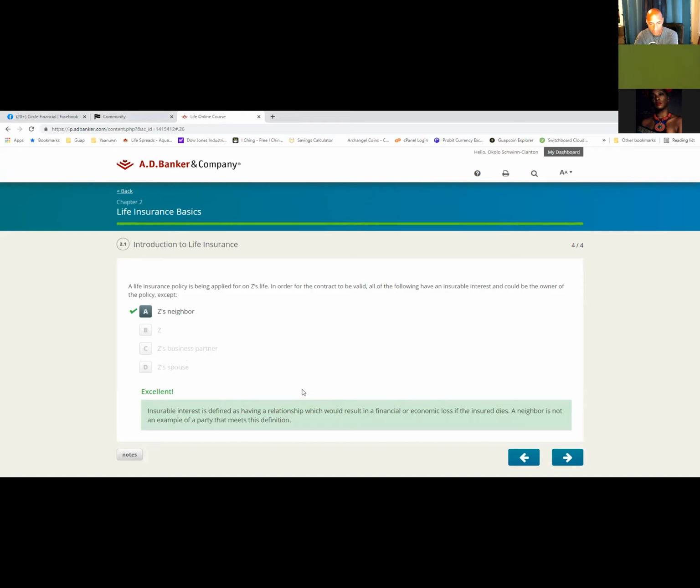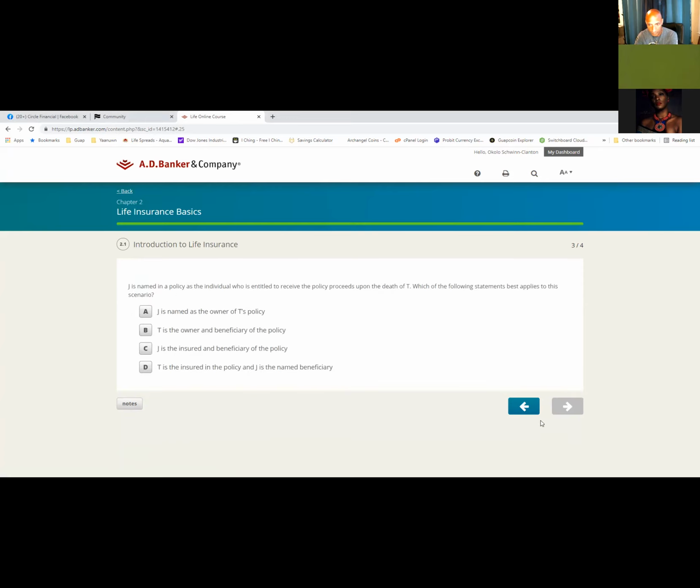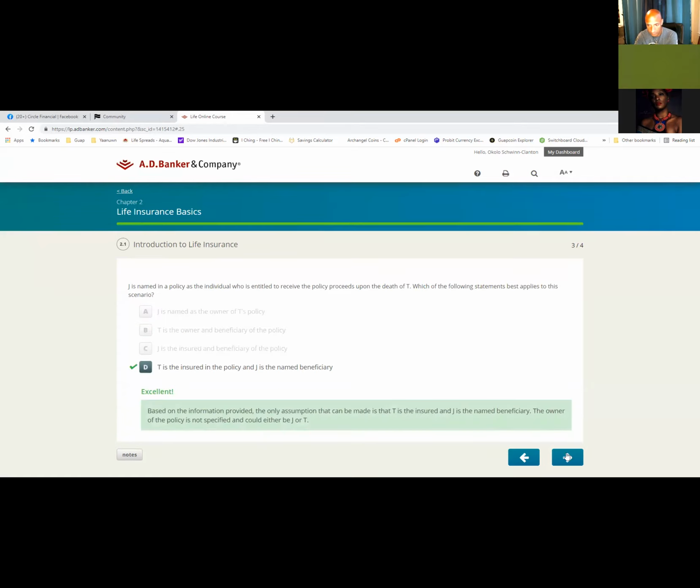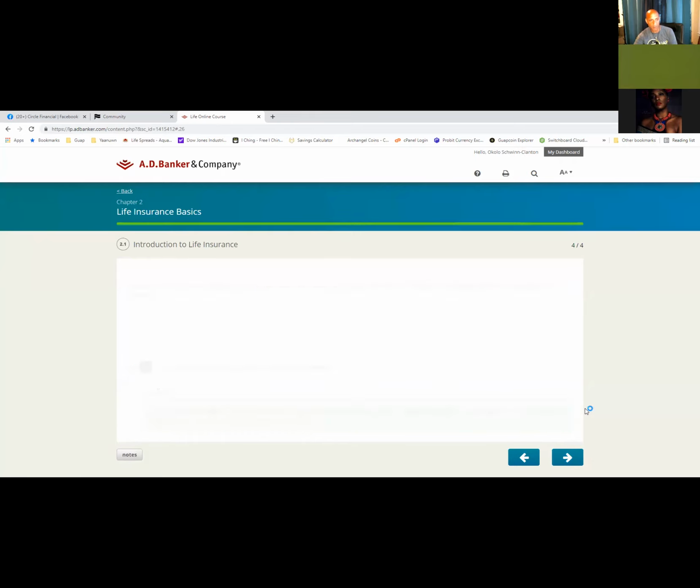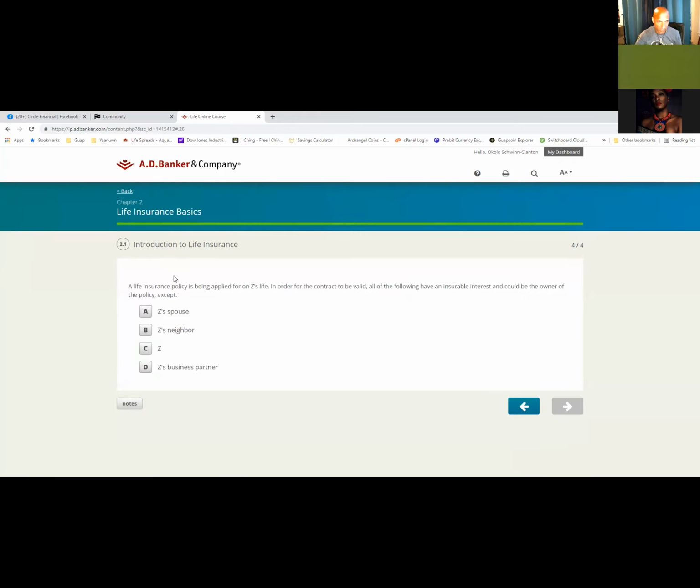Insurable interest is defined as having a relationship which would result in a financial or economic loss if the insured dies. A neighbor is not an example of a party that meets this definition. You have to make sure you check. So, let's accept Z's neighbor.